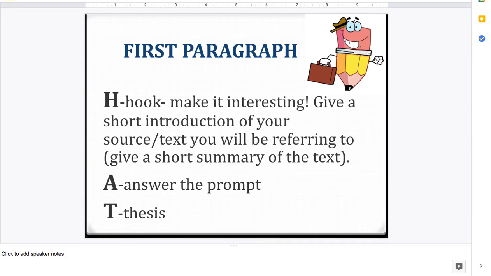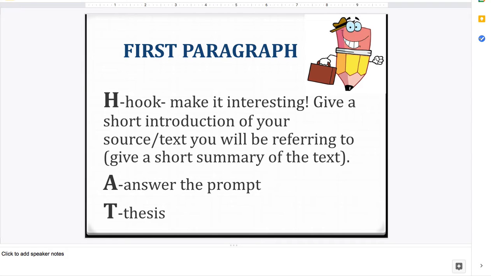For paragraph 1, we remember the acronym HAT, right? The hat we put on our head. So the H stands for the hook. That's where you're grabbing the reader's attention. You want to make it interesting. A couple of examples could be asking a question or maybe painting a picture in the reader's mind by starting with imagine or what if or picture this, right? You're kind of taking the reader into the world of what you're talking about. So they make a connection. Automatically they're hooked, right? They're interested.